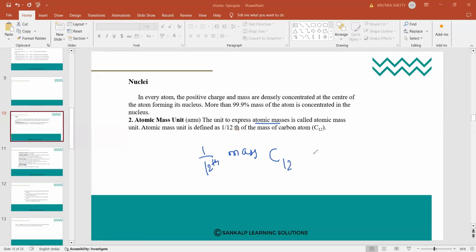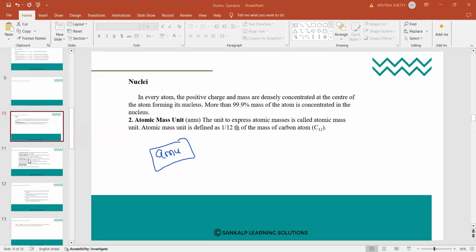You may have learned about this in detail in chemistry. In physics, we don't require much detailed knowledge here. Just remember the unit, because we only need the unit. The unit is AMU. So what is AMU? It is nothing but atomic mass unit. Okay. So here we have some other terms in this chapter.